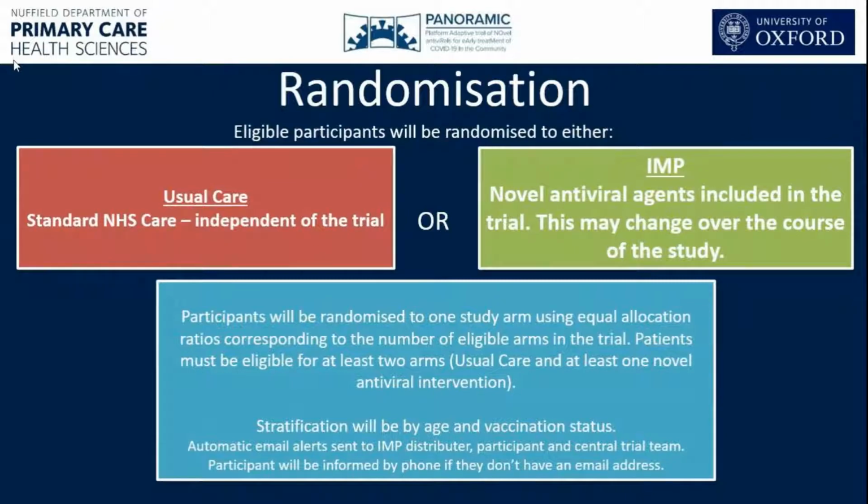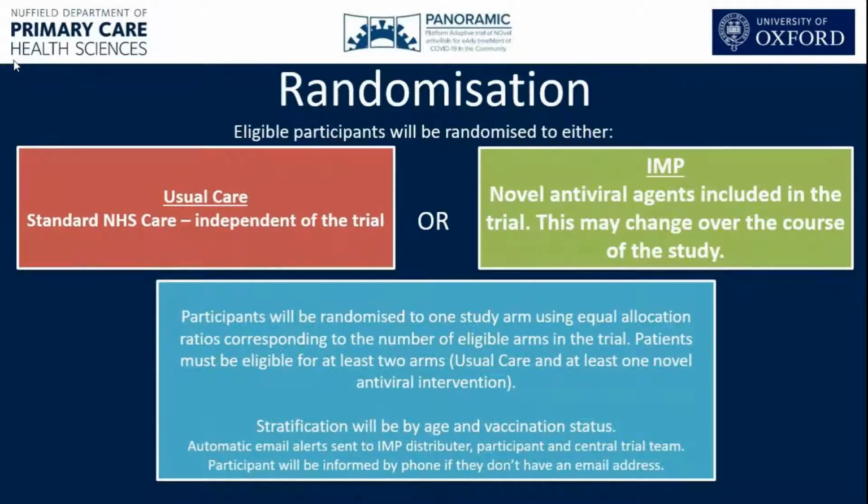So, randomisation. Eligible patients will be randomised to either usual care, which is standard NHS care independent of the trial, or to IMP, which is a novel antiviral agent included in the trial, and it may change over the course of the study as new treatments become available. Participants will be randomised to one study arm using equal allocation ratios corresponding to the number of eligible arms in the trial. They must be eligible for at least two arms, so usual care and at least one of the antiviral interventions.